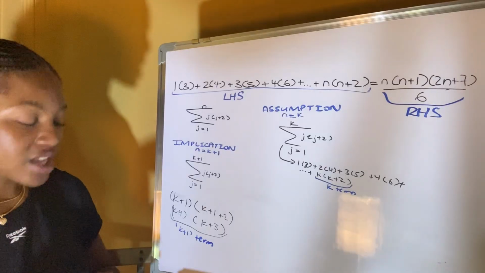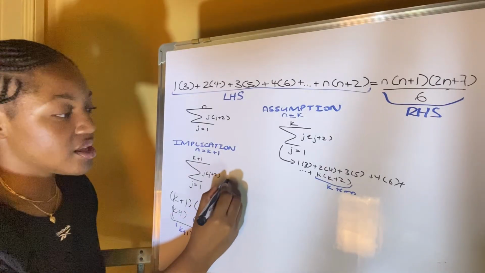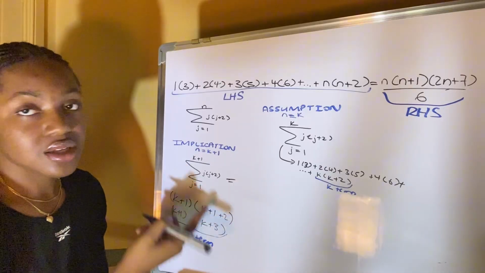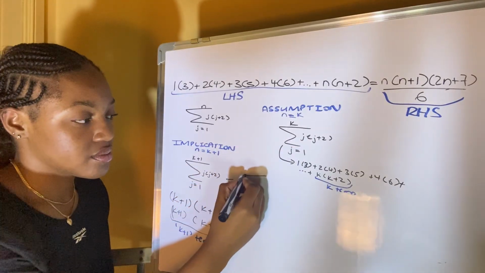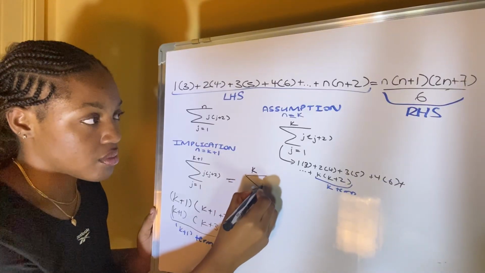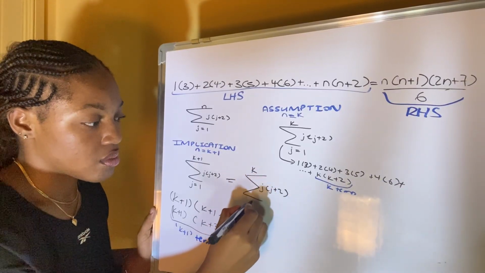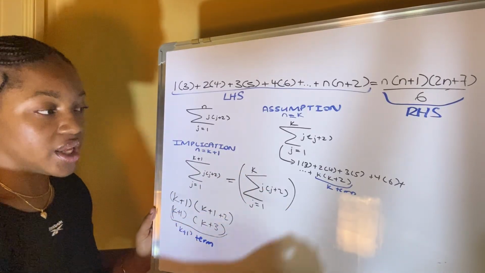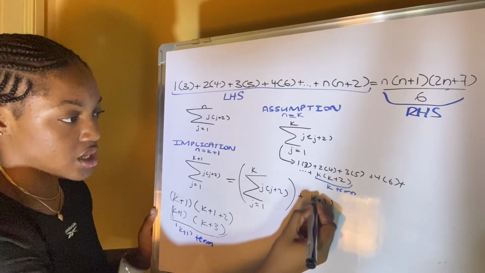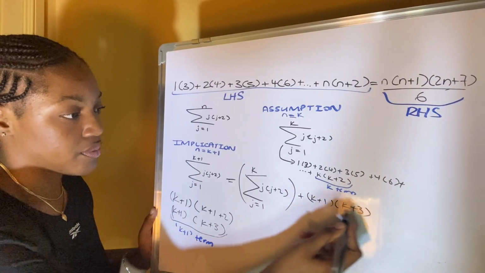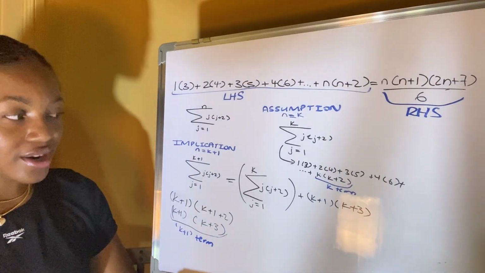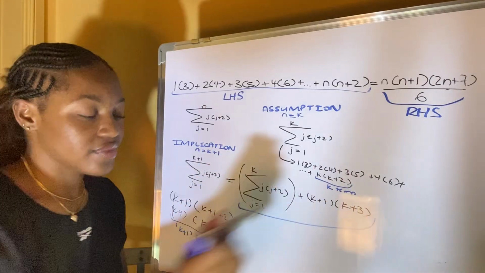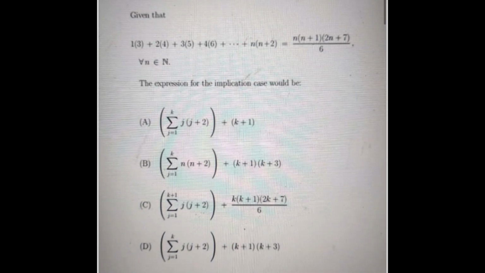So now that we have established that, we can say that this is equal to this plus, so I'm going to put that in brackets, plus our k plus 1 term being the k plus 1 times k plus 3. Therefore, this would be our answer. So we're looking for the option that has this. We see D having this answer.